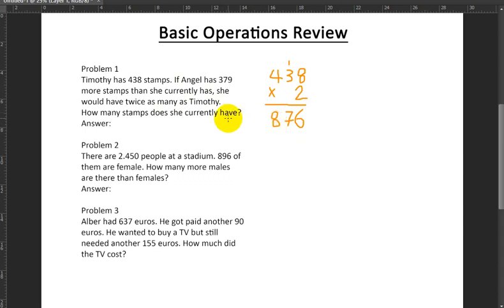So to find how many stamps she already has, I have to take this away from this, because if this is how much she needs to get to this, then if I take this away from this, I find out how many she has, how many she already has. I find out where her number of stamps currently is, basically. So I got to do 876 minus 379.